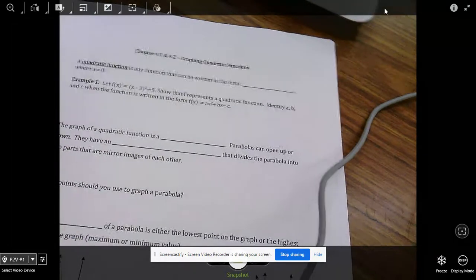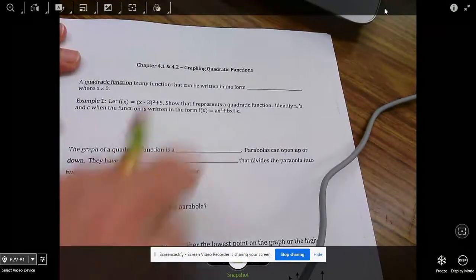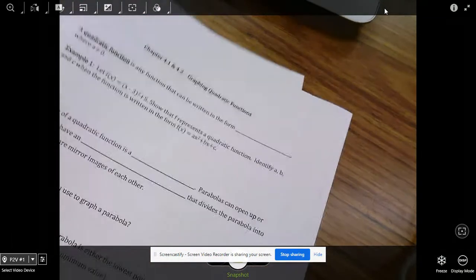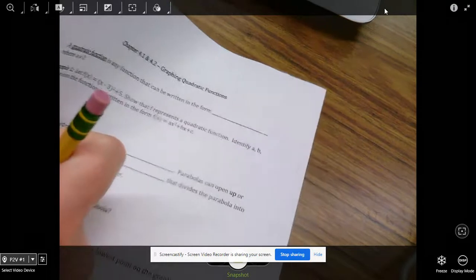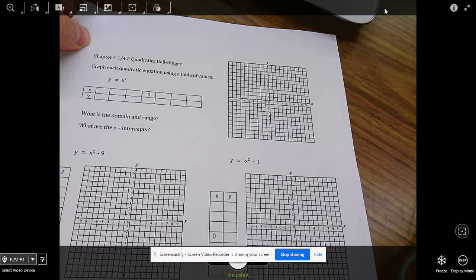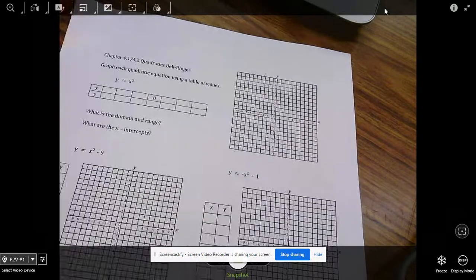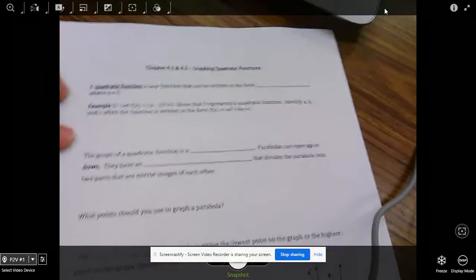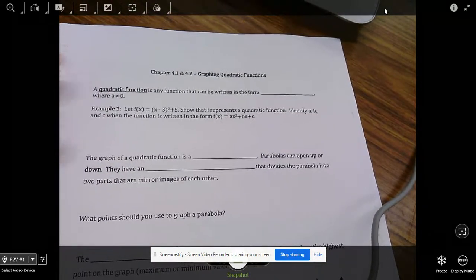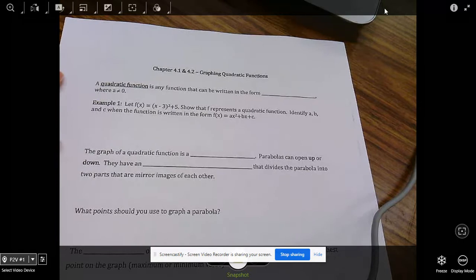Okay. So we're in chapter 4.1, graphing quadratic functions. So you have a warm-up on the first page. I want you to complete it, and then I'm going to check it in class when you return. It's just kind of to warm you up for the lesson. So make sure you do that first. So pause the video or stop it until then.